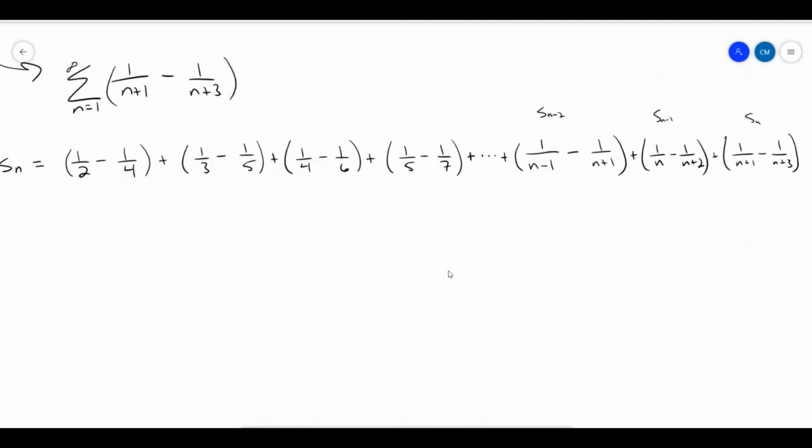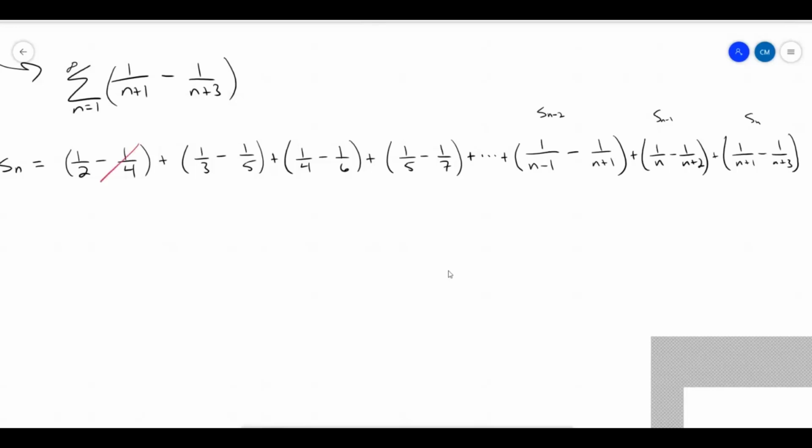Why is this called telescoping? If you think about what a telescope does, if it's fully expanded, it's got that one eyepiece and then the other end, right? But if you want to put that thing away, what do you do? You collapse it, right? And so that's kind of the way you want to think of this. Look what happens when we actually write these terms out.